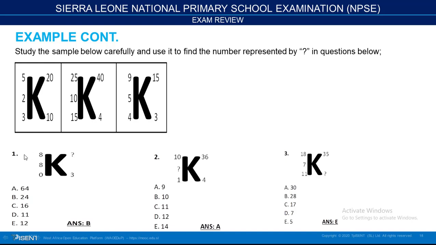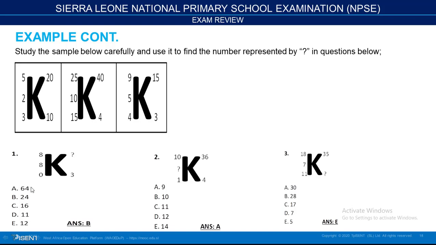I come to question 1. Remember, I must subtract, like 5 minus 2 gives 3. 8 minus 8 definitely gives 0. 3 times 8 gives question mark. What is 3 times 8? 3 multiplied by 8 gives me 24. So coming to the options, I am keen to look for 24.